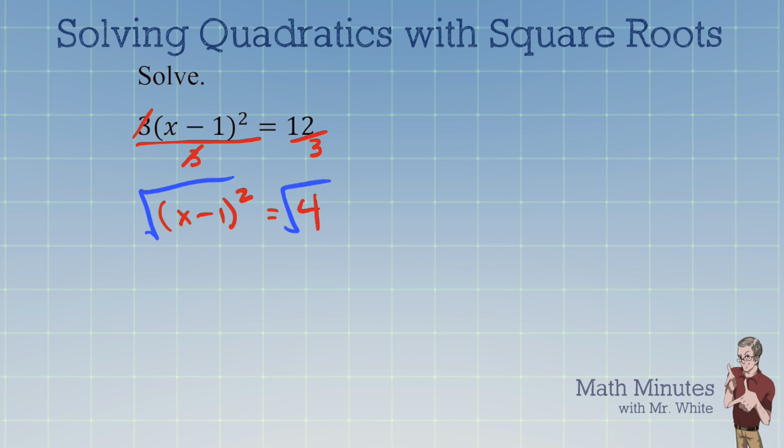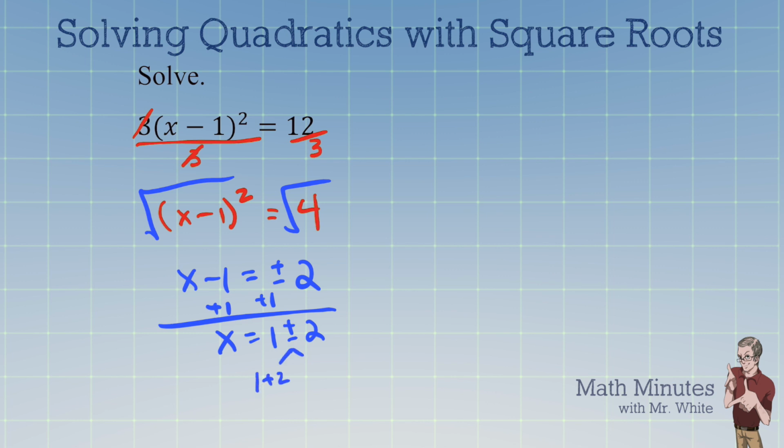Let's square root both sides, and we get x - 1 equals plus or minus 2. The square root of 4 is plain old 2. We add 1 on both sides, and we get x is 1 plus 2 and 1 minus 2. So we branch that up: 1 plus 2, 1 minus 2. So the answers are x equals 3 or -1.